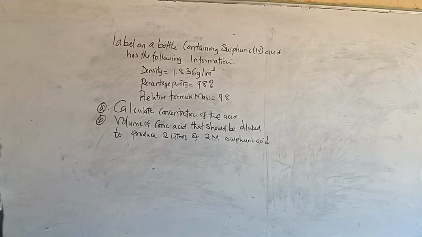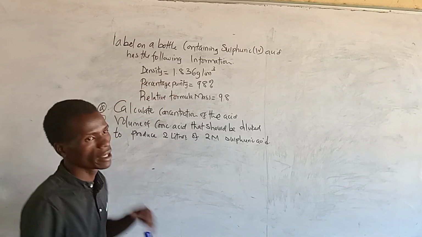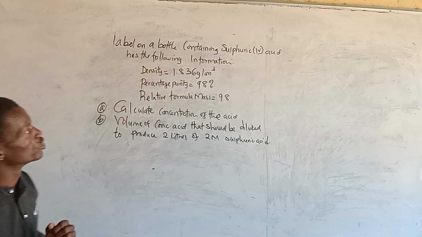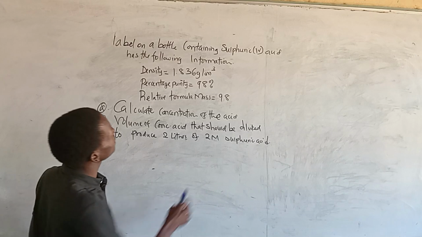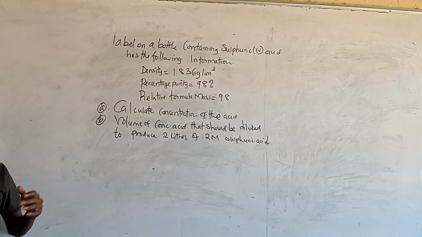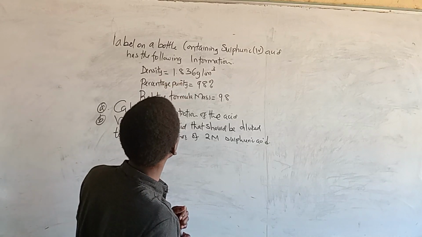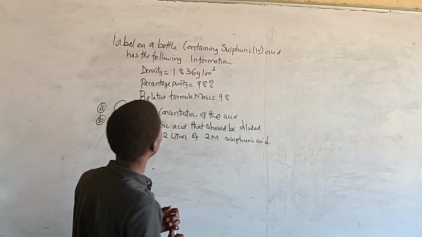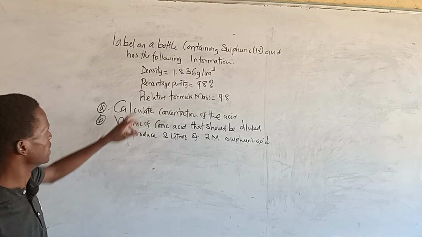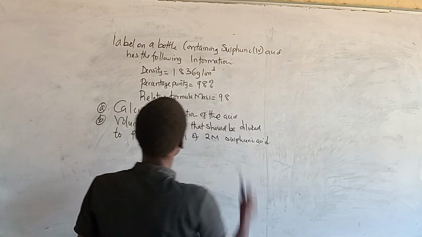So we have a question here that I want to do today. The question is that there is a label on a bottle containing sulfuric acid with the following information. Then you can see the density, which we're given as 1.836 grams per centimeter cubed. We have the percentage purity, 98%, and the relative molecular mass, which is 98.